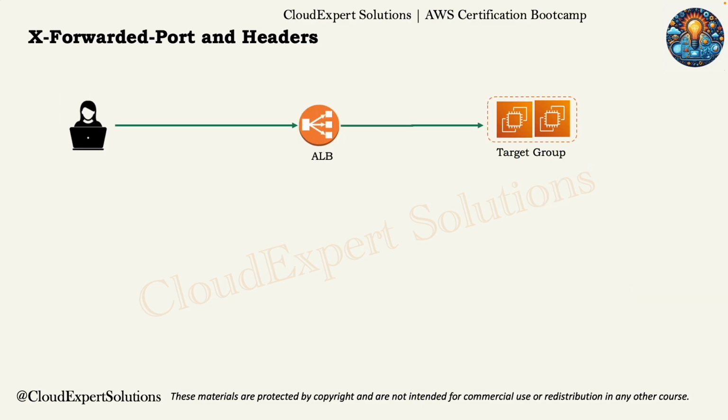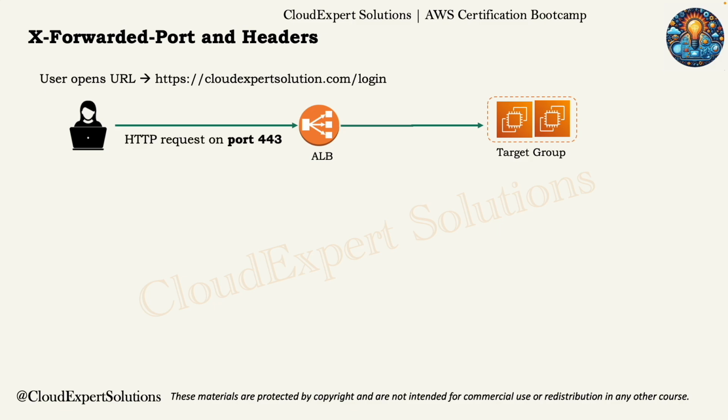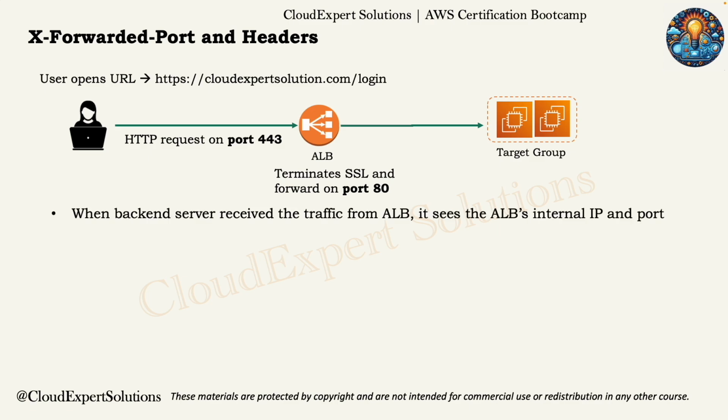Last but not least, let's review X-Forwarded port and headers. Let's imagine a user opens https://cloudexpertsolution.com/login, this URL in their browser. Then the web browser will make an HTTPS request on port 443. The application load balancer will receive the request. It will terminate the SSL and forward it to the target group on port 80. When your backend servers receive the traffic from the application load balancer, they will see the application load balancer's internal IP and port, not the original client's IP, port or protocol.